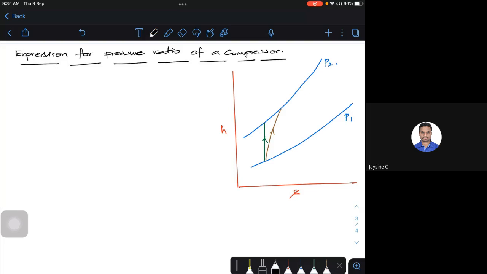If I go with stagnation, then this will become P01 and P02. I can go with that also, it doesn't matter. So P01 and P02, this will be 01, this will be 02 dash, this will be 02. This is the isentropic, and the one in brown is the actual, and this is ideal or isentropic. Now let us write the steady flow energy equation.